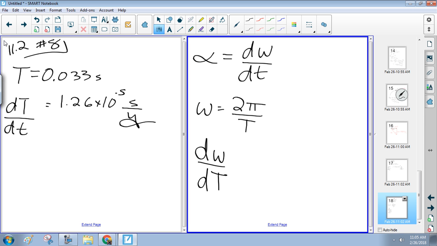I always do this. This is the same as 2 pi times period to the negative 1, and then just use the exponent rule. So you end up getting negative 2 pi times T to the negative 2, which is the same as negative 2 pi over T squared. Capital T. Good?